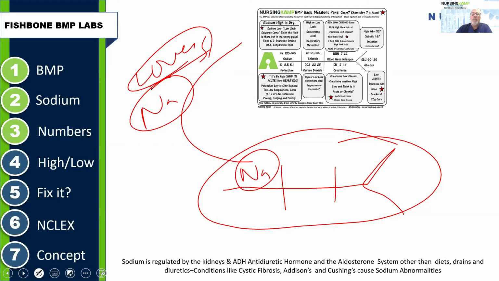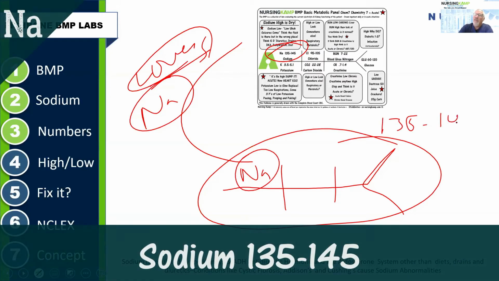What we're going to talk about is the numbers, what's high and low, how do you fix it, the NCLEX approach to sodium, and then pull it all together with the concept. So we're looking at sodium and the numbers. The first thing you want to know is that I teach that sodium is the only lab value that you need to know, and that is 135 to 145.